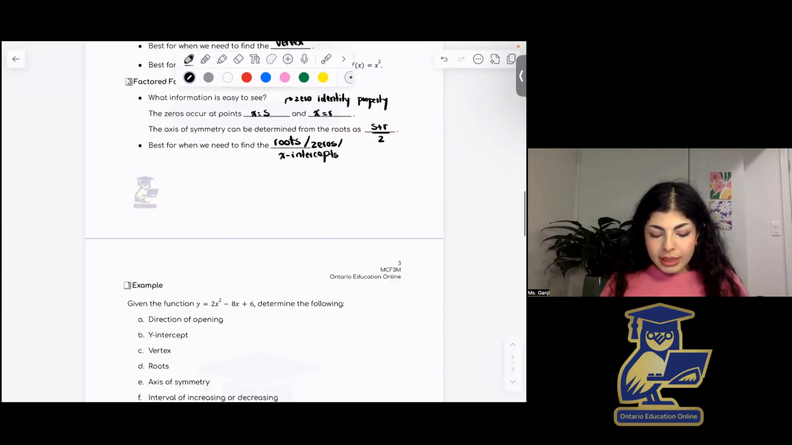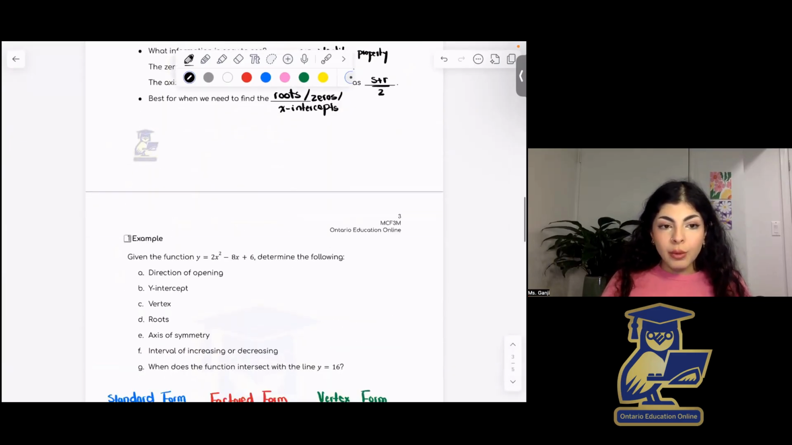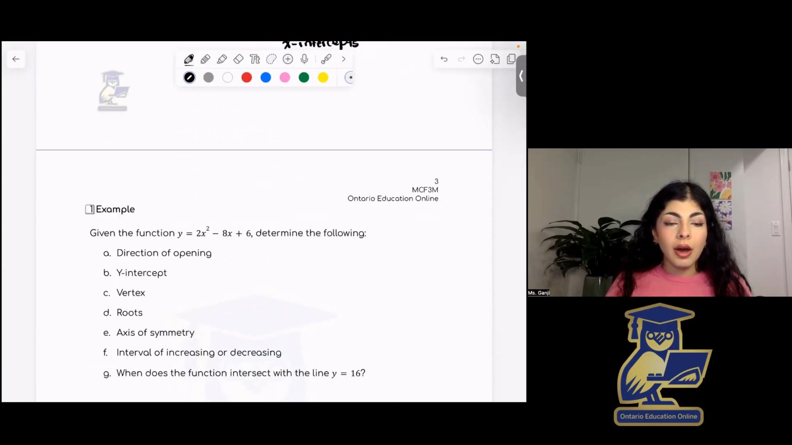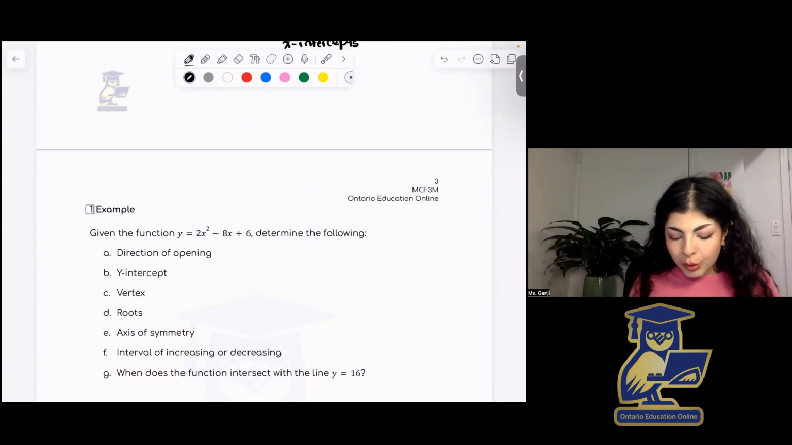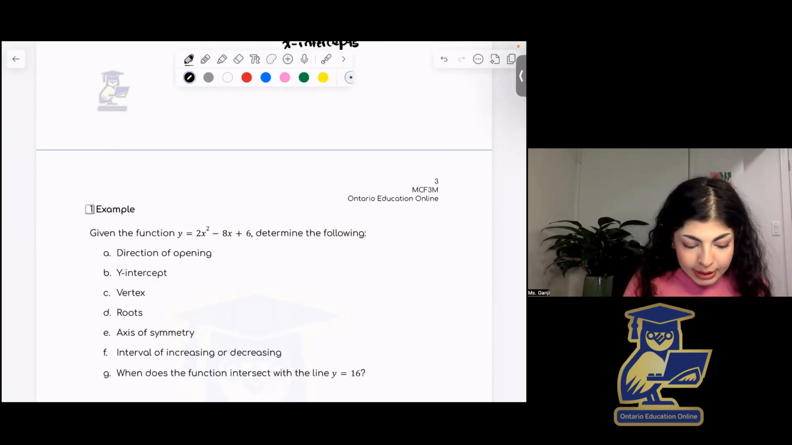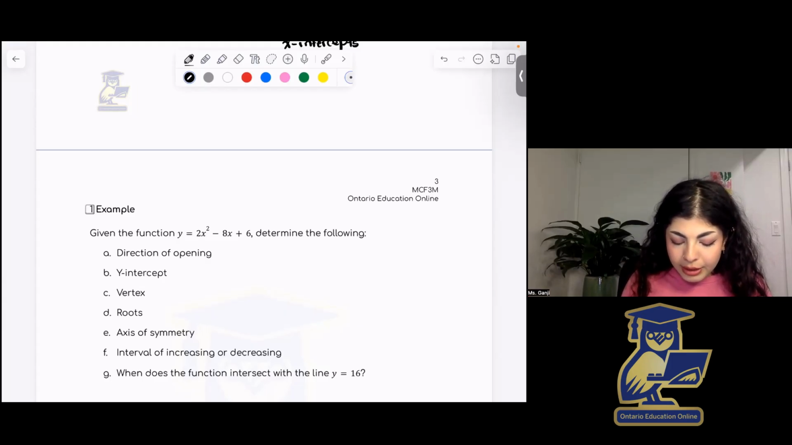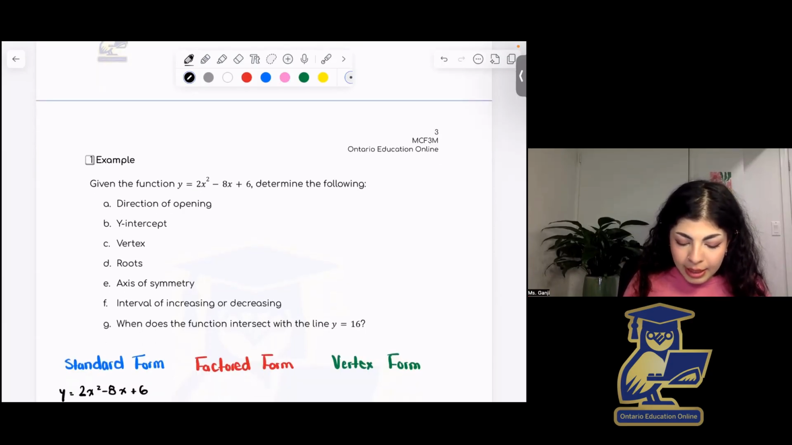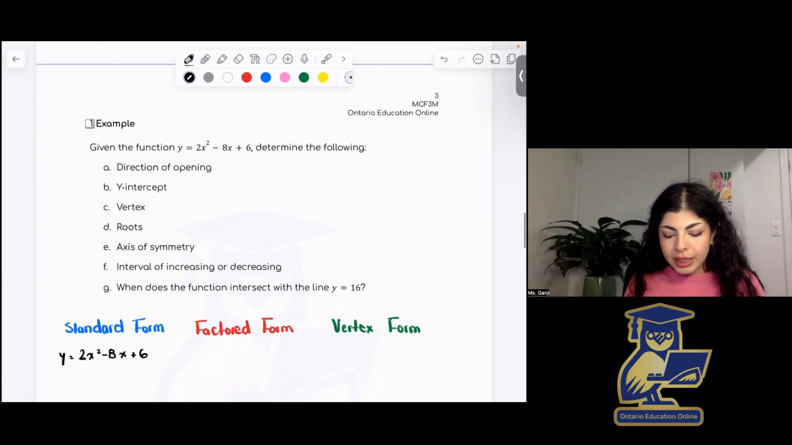So now let's look at this example where, for this lesson, we're just going to be analyzing those key features that we saw on the first page. In later lessons, we'll see some of the real world applications. So here, 2x squared minus 8x plus 6. You're asked to find the direction of opening, the vertex, the y-intercept, roots, axis of symmetry, intervals of increasing or decreasing, and when the function intersects with the line y equals 16.